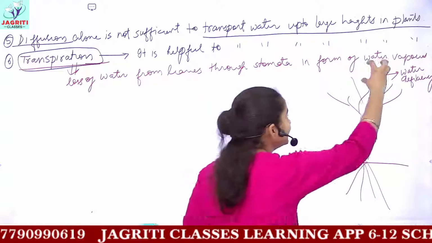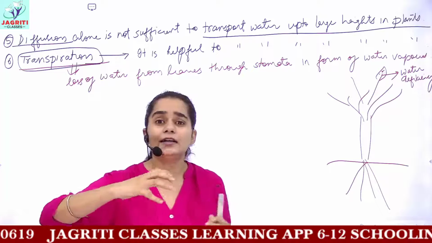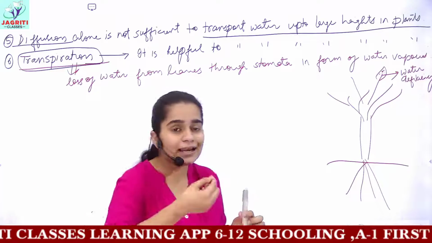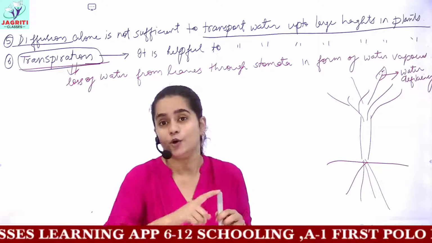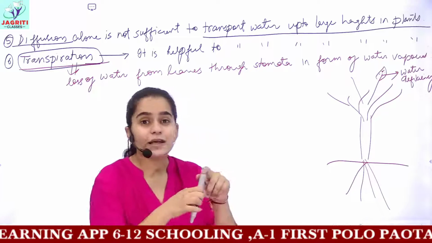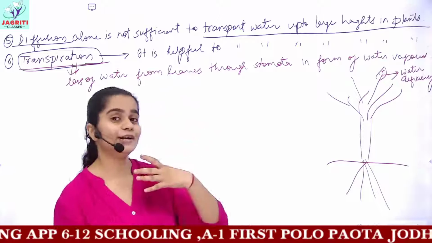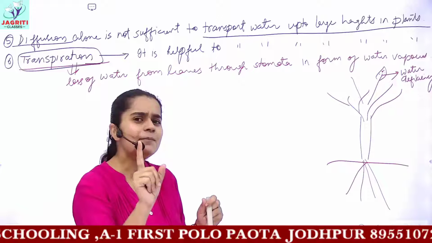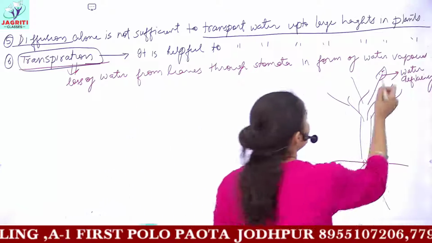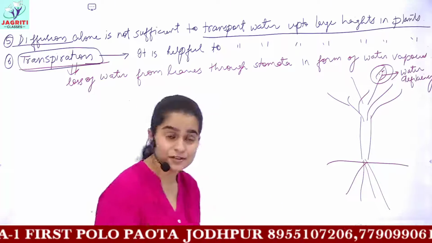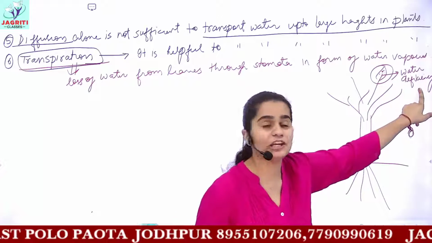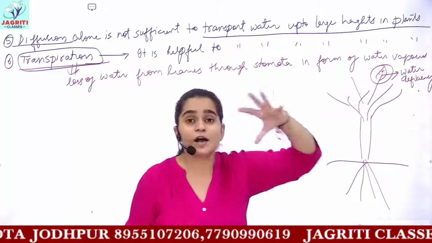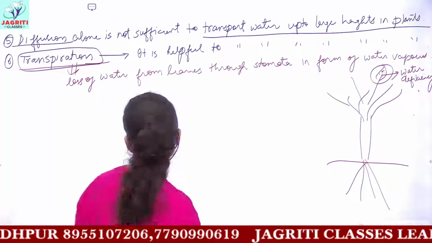Now this water deficiency creates a kind of suction pressure. Suction pressure is the same as when you drink cold drinks or any drink with a straw. What you do is add the tip of the straw. If you want to take the cold drink inside your mouth, then you apply a suction pressure. The same kind of suction pressure is applied at the leaves. So whenever after transpiration a water deficiency is created in the leaves, these leaves apply a suction pressure.